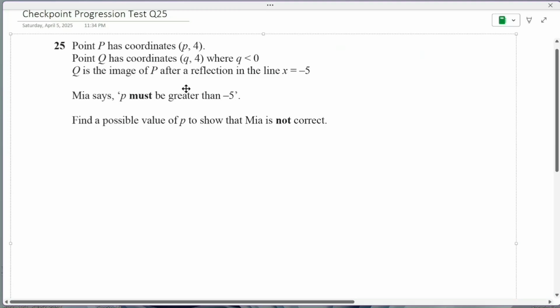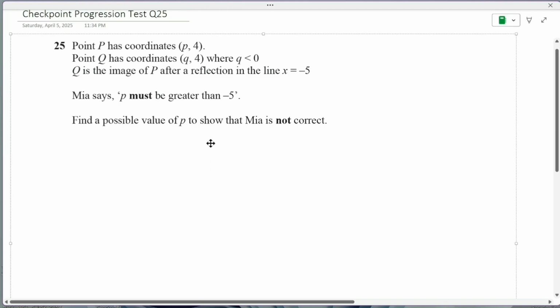Q is the image of P after reflection in the line x equals -5. So the line of reflection is at x equals -5. Then Q is the image while P is the object. Maya says p must be greater than -5. Find a possible value for p to show that Maya is not correct.